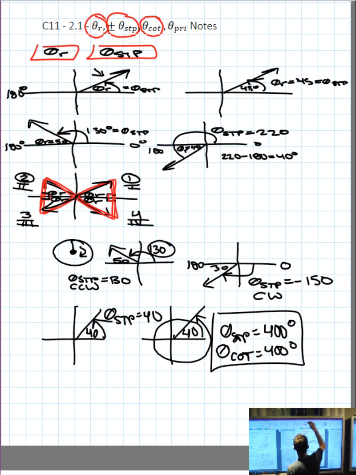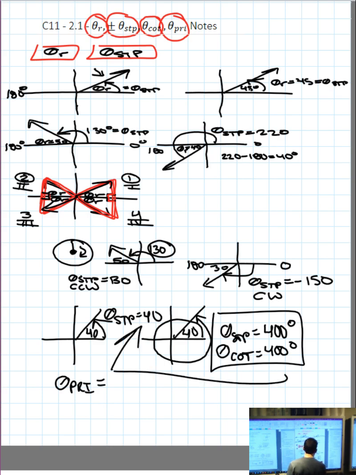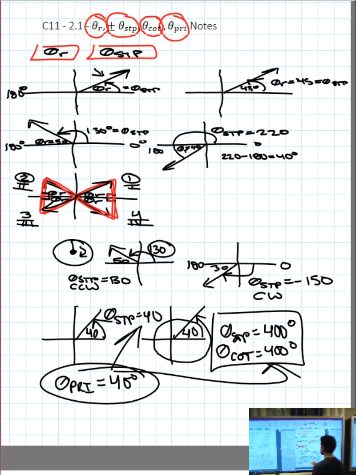Now, the next definition at the top is theta PRI. Now, down below at the bottom, theta PRI, the principal angle, is equal to the smallest STP angle between 0 and 360, and that's this one, not 400 or 760 or whatever we mentioned. 40 degrees. So we've seen above theta r, theta STP, in positive and negative directions, and talked about coterminal angles and principal angles. So down below is a whole bunch of interesting math to figure stuff out.